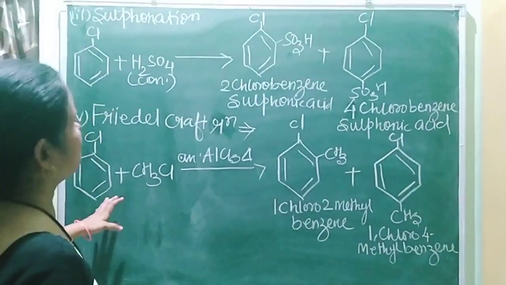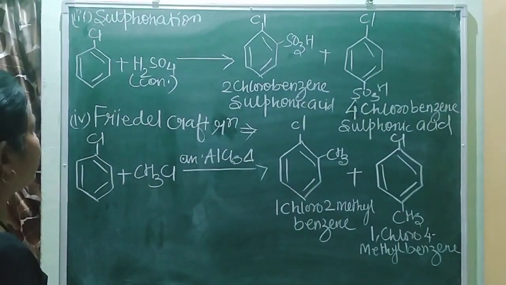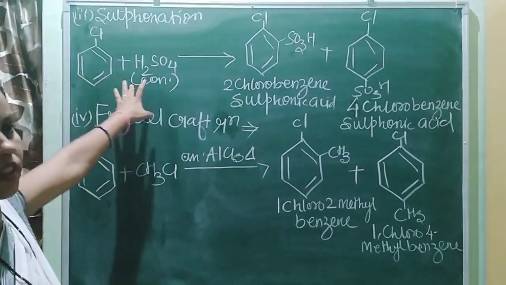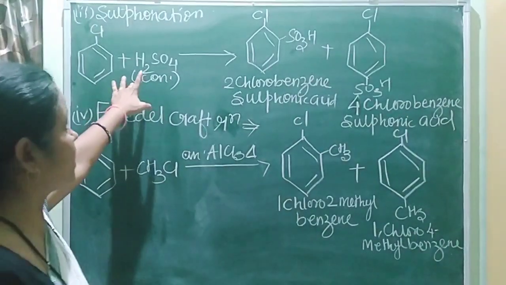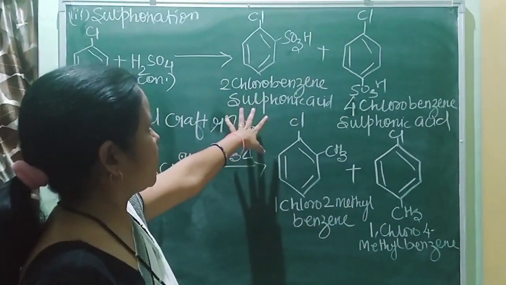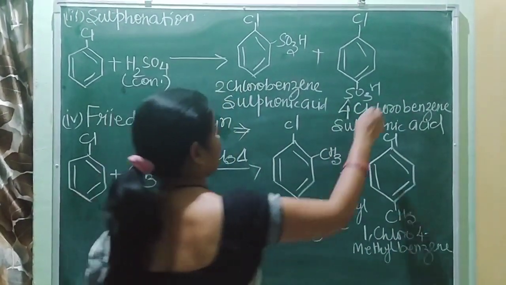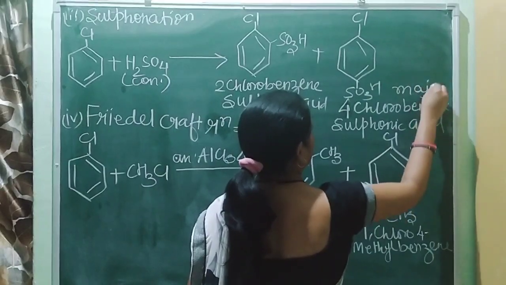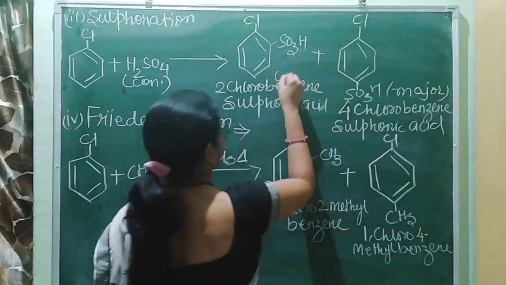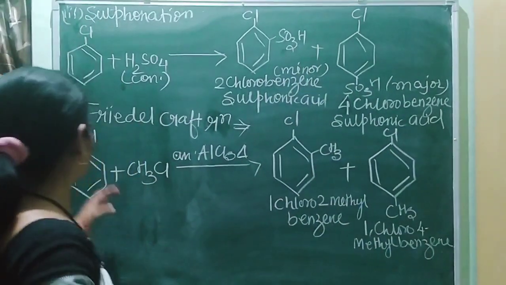Now our next electrophilic substitution reaction is the sulfonation reaction. When chlorobenzene reacts with concentrated sulfuric acid, we will get 2-chlorobenzene sulfonic acid and 4-chlorobenzene sulfonic acid. Here this is the major product and this is the minor product. We will get the mixture.